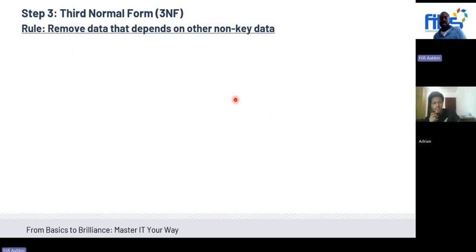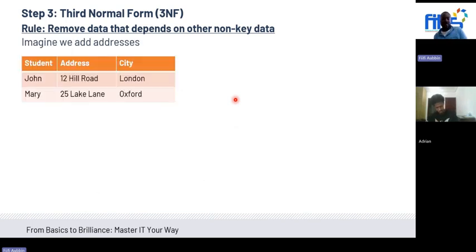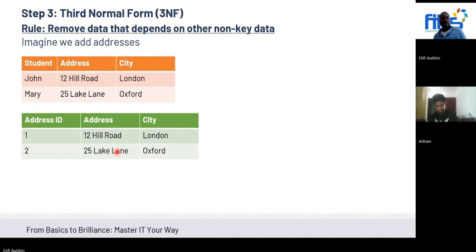Okay. Then the third normalization, the rule is remove data that depends on other non-key data. So imagine we add addresses. So we have students, we have their address, and we have their city. Then I add address because the city will definitely depend on the address, but it will not depend on the student. Does that make sense? So we move this because they don't depend on the student. The city rather depends on the address. So we can move the address and the city to another table. Is it okay?